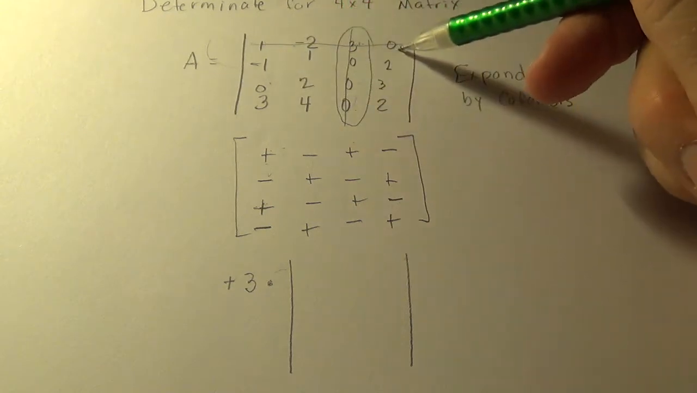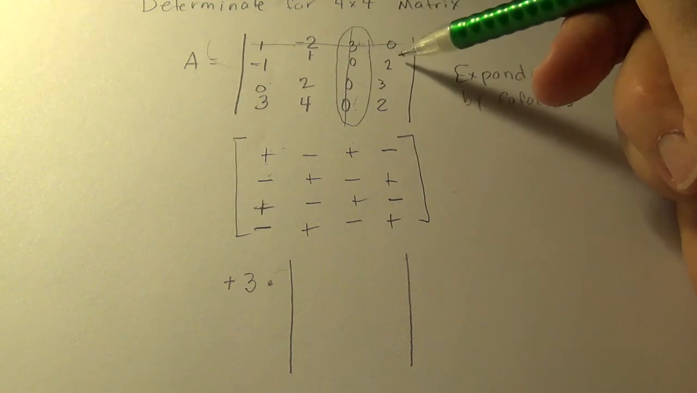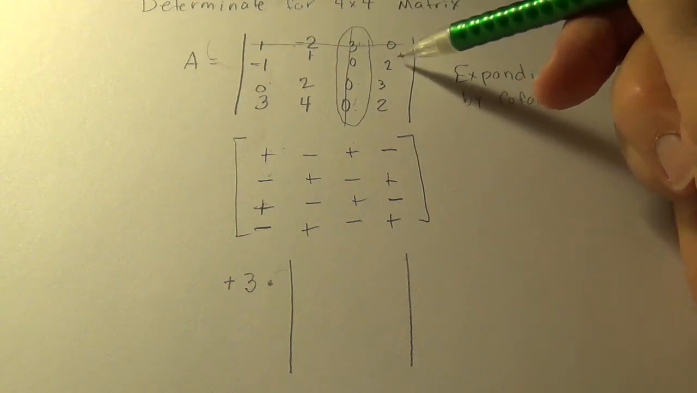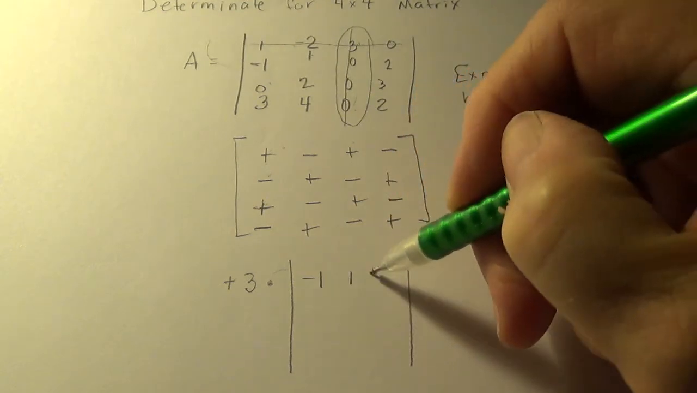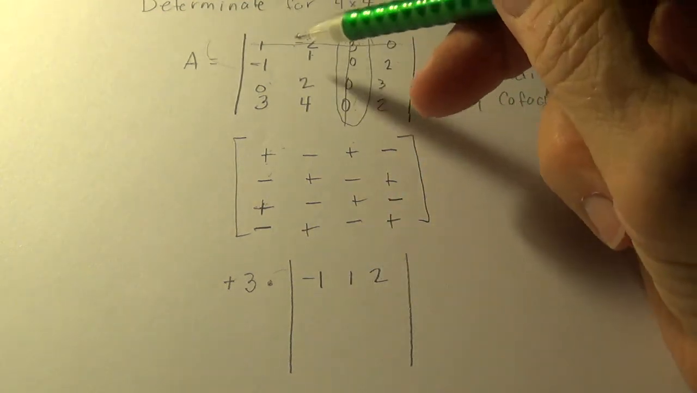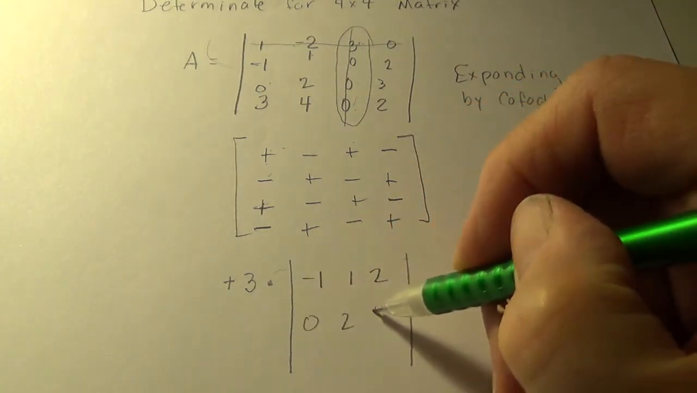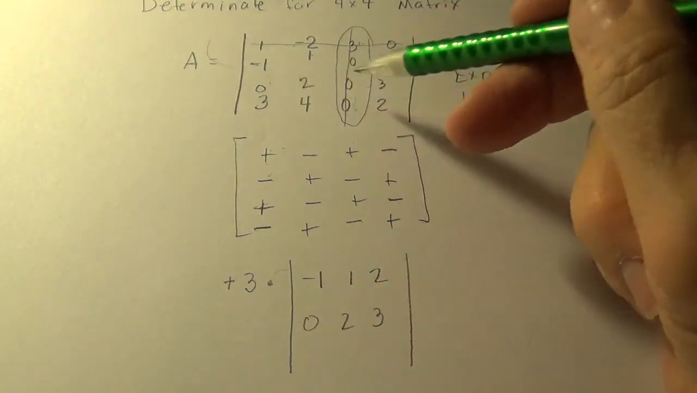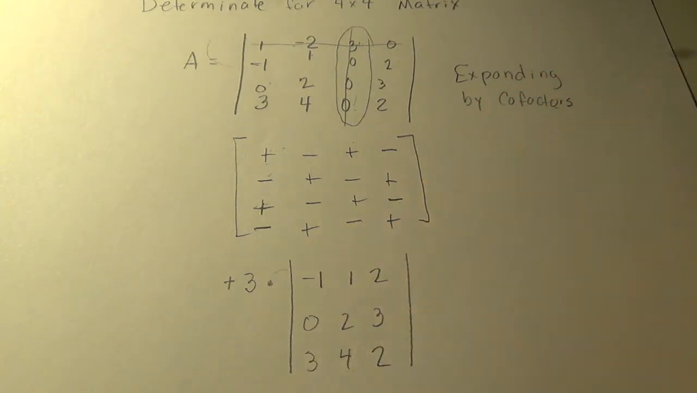So eliminating these values and these values, what do I have left? Negative 1, 1, 2. Then I have 0, 2, 3. And then I have 3, 4, 2. Alright, so that's the first step.